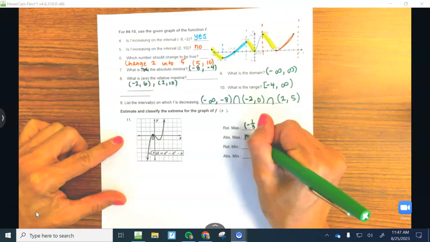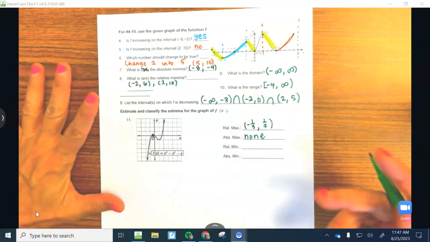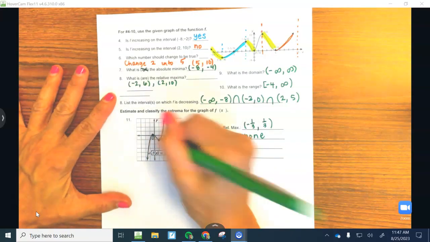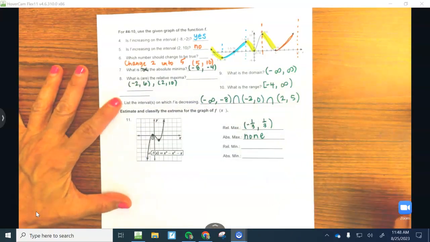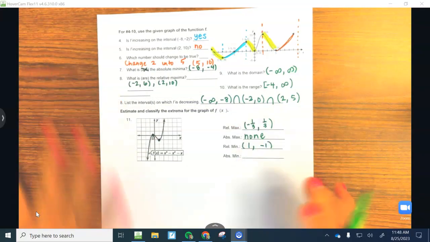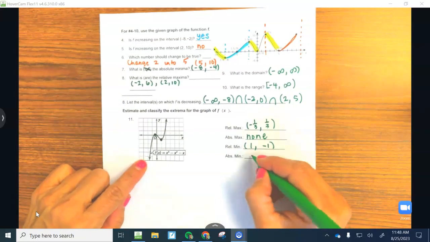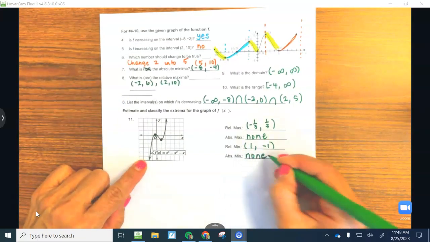Just estimate the best to your ability. Absolute max, there is none because it goes up forever. Do we have a relative minimum? Yes, there's a little dip right there that counts as a relative minimum. That's right on the grid, so let's write 1, -1, because those are right on the lines. And guys, you're not going to have an absolute minimum either because it goes down forever.